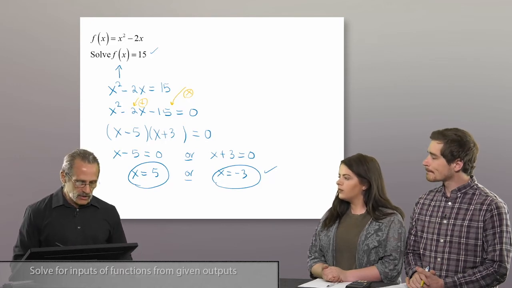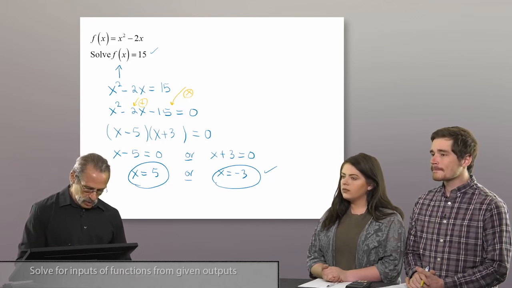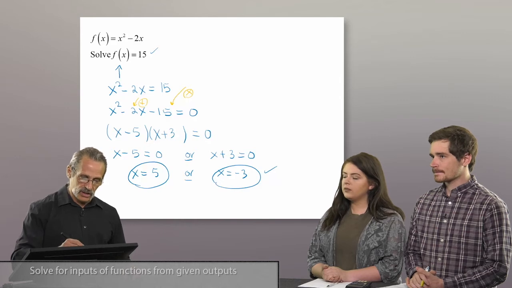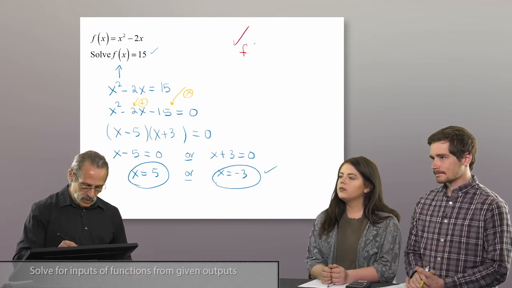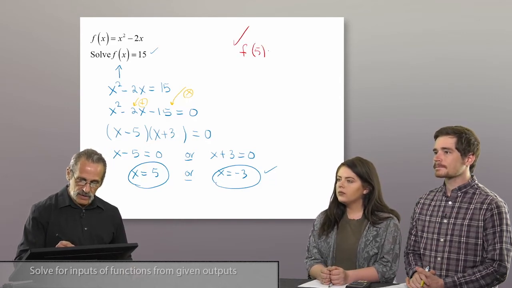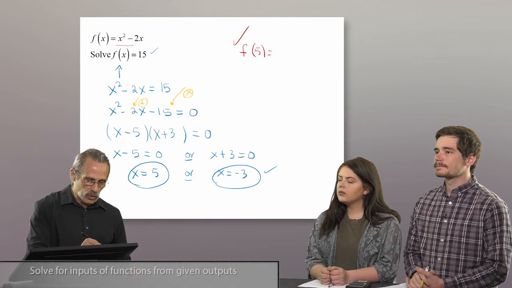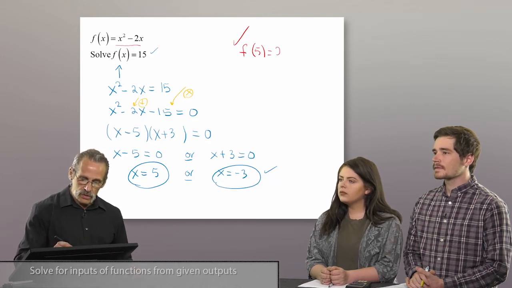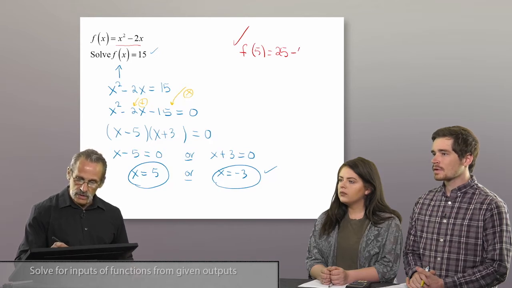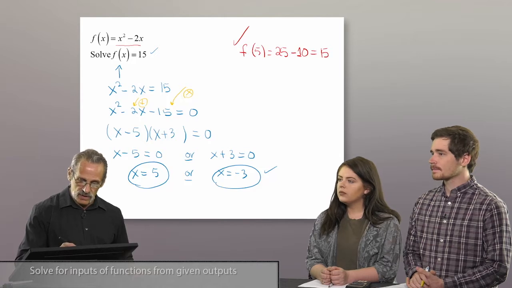We're good. Is this checkable? Can we check this if we wanted to? Yes, we can. Let's check it quickly. Let's evaluate the function first at 5. If I substitute into the formula, 5 squared is 25. And then I'll subtract away 2 times 5, which is 10, and that output would be 15. And that's what I'd like.